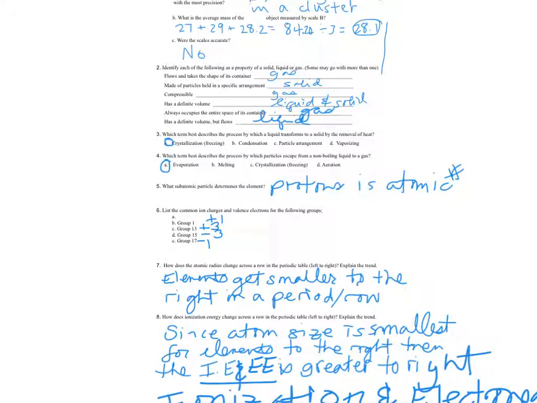Group 17 is the halogens, where fluorine is at. So they have to gain 1 more electron to reach 8 valence electrons. So group 17 charge is a negative 1.